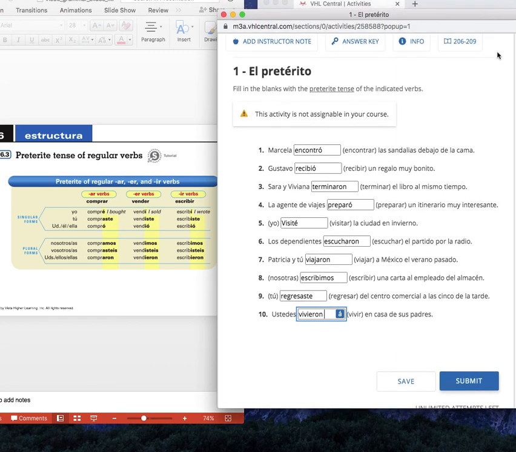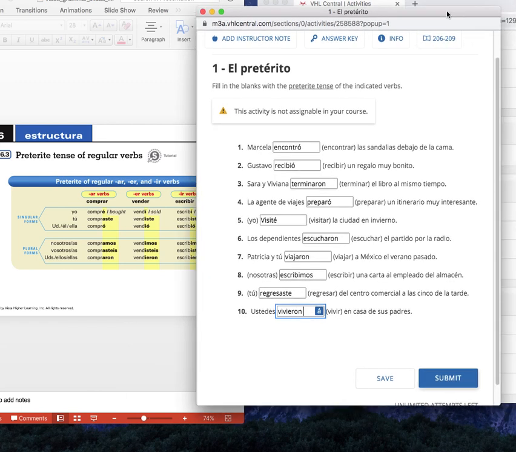Okay? So again, these correspond to pages 206 a 209 from the textbook if you want to look in on the book, which I recommend.